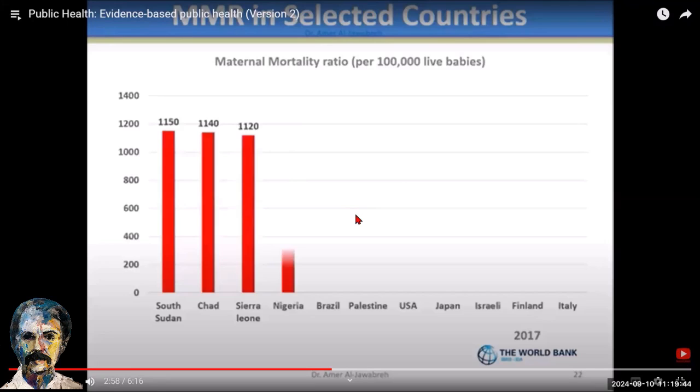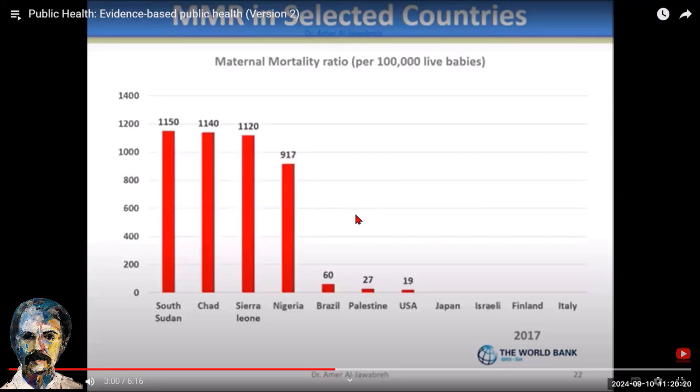Sierra Leone, also the same. So you are talking about more than 1,000 in these countries. More than 1,000 women die every 100,000 live births. Then Nigeria, the most populous country in Africa, also close to 1,000. If you go to Brazil, 60 per 100,000. Palestine, 27. Every 100,000 live births in Palestine, 27 ladies die.